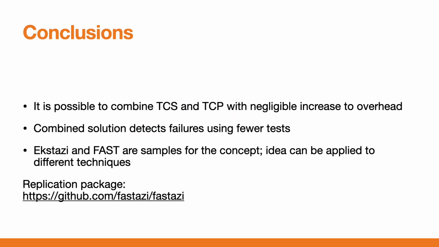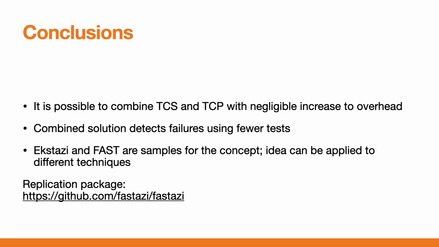So as a final recap of what we have said today, our conclusion is that it is possible to combine test case selection and test case prioritization with a very negligible increase to the overhead. And this combined solution will detect failures using fewer tests in general. So it will detect the failures faster, and you can run fewer tests. You can get the feedback to the developer sooner.